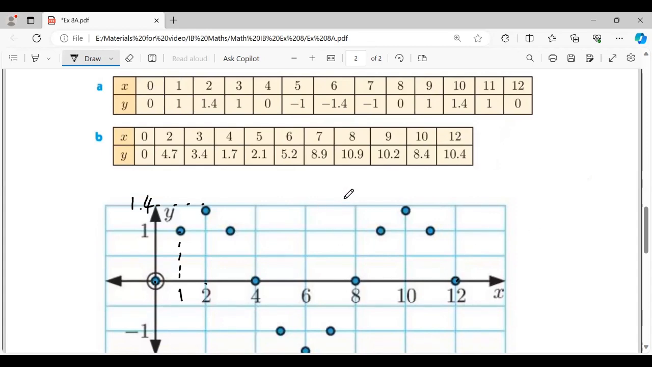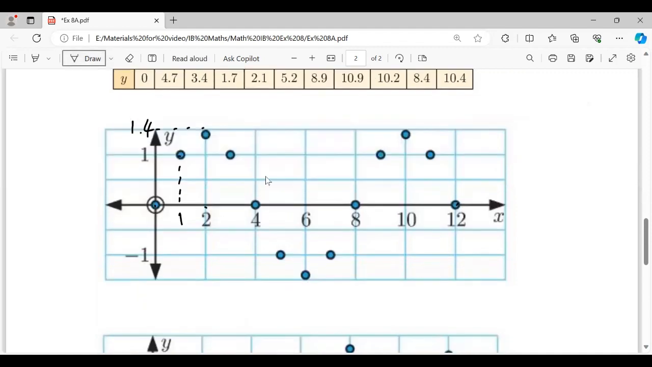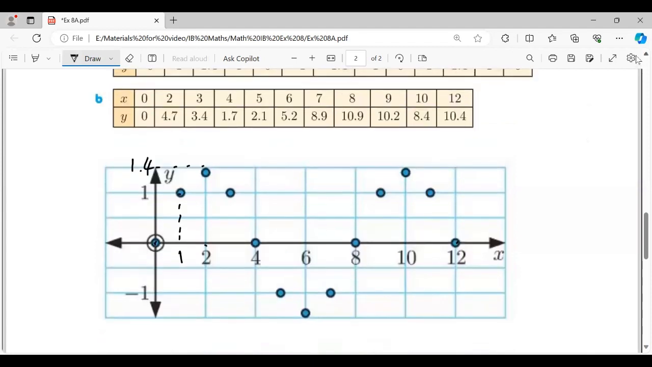If you look at this graph's behavior, actually this graph repeats, from this point until 0 and repeats. So this graph is a periodic graph. Next, number 3B.